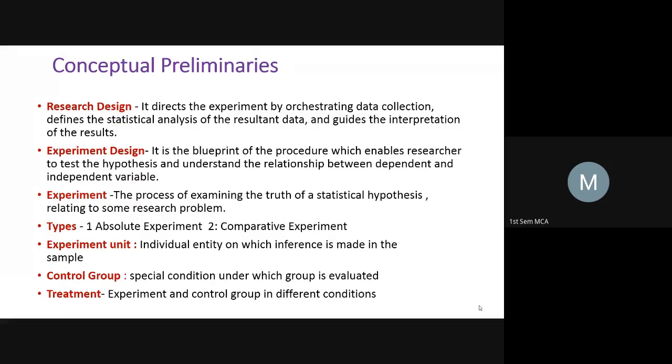So there can be n number of control groups. I want to group based on the skill sets, based on the age, based on the percentage, based on the skill sets in contemporary technologies. So I can group in various categories. That is called a control group. The combination of experiment and the control group in the different conditions is called treatment. Okay, it's called a treatment.